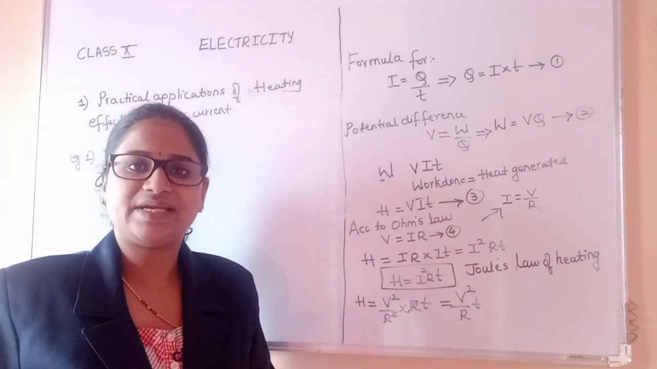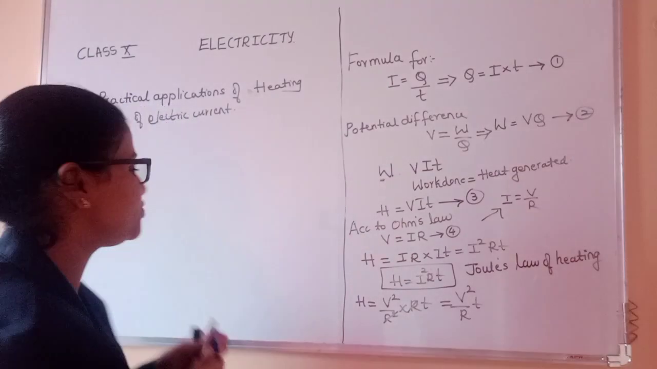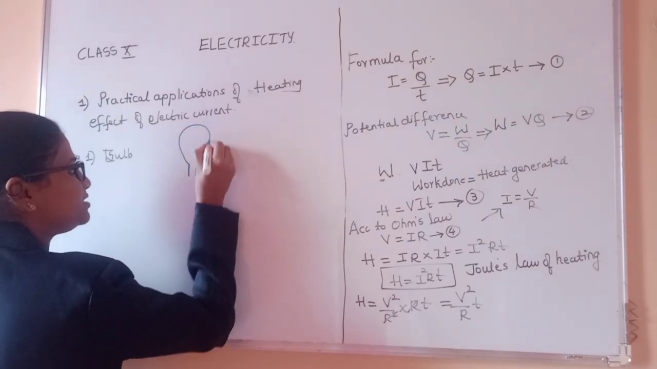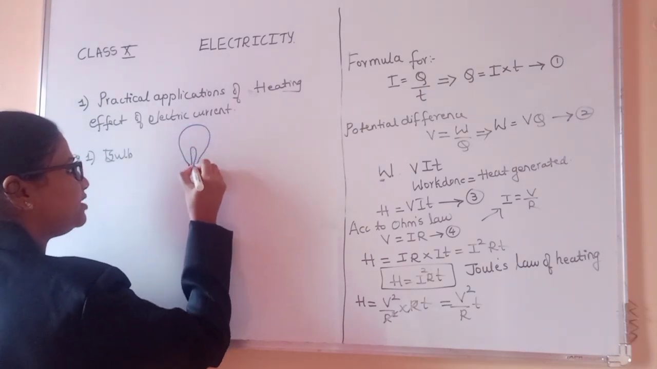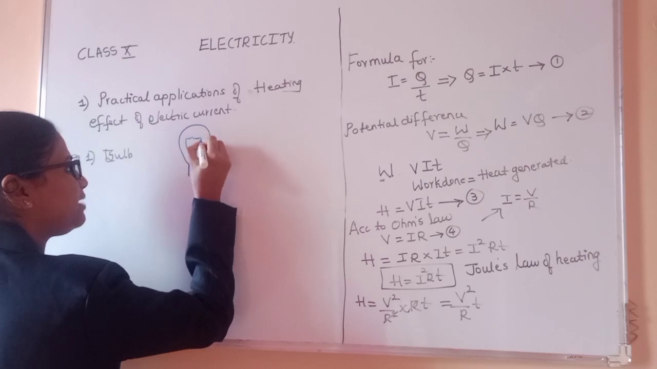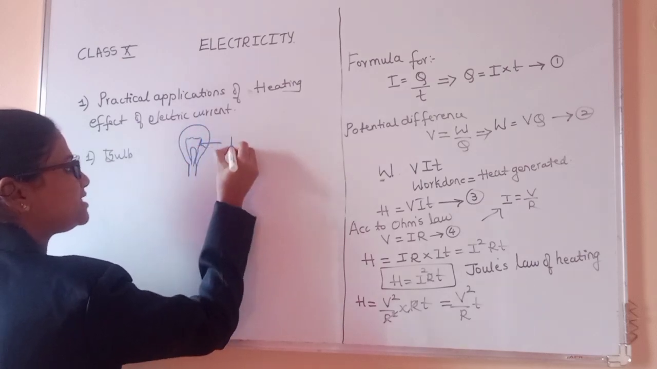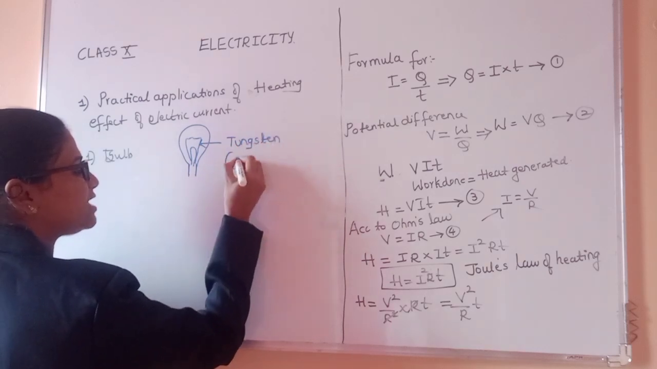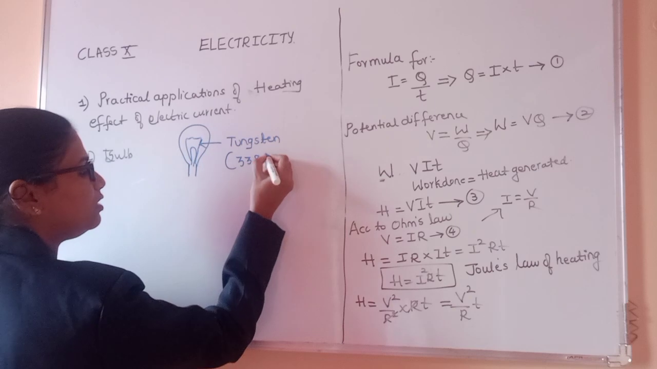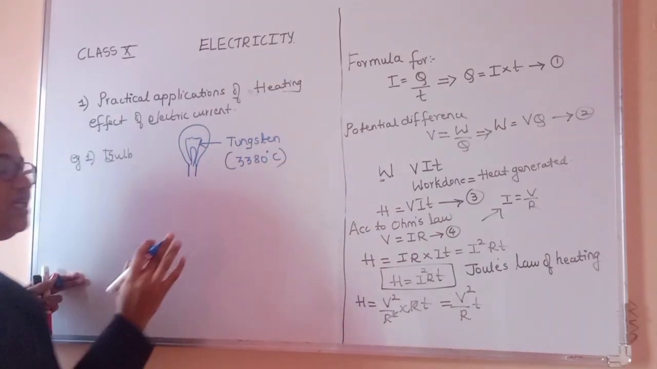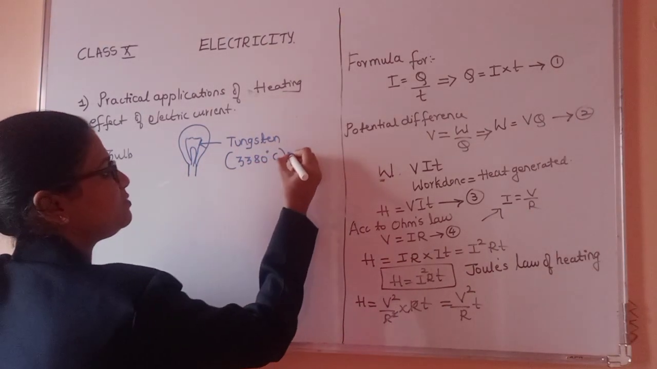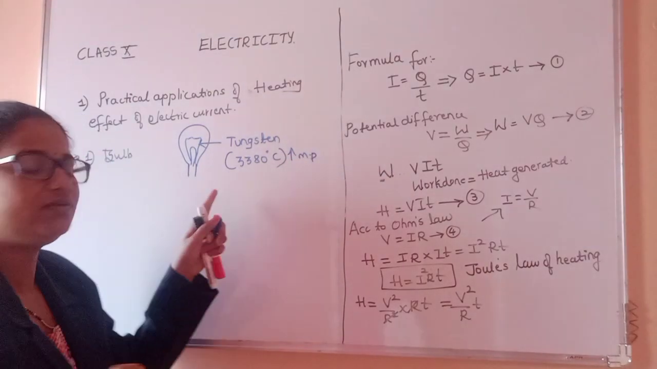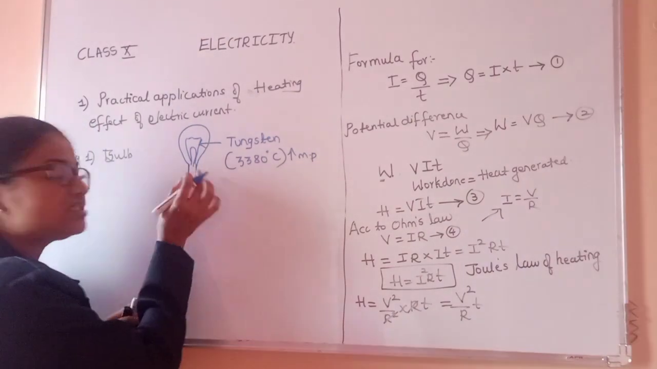The bulb is made up of a tungsten wire. When we see the bulb, it consists of a glass, and inside we have a tube. Inside we have a thin filament-like structure which is called tungsten. This tungsten metal has the highest melting point, at around 3380 degrees Celsius.